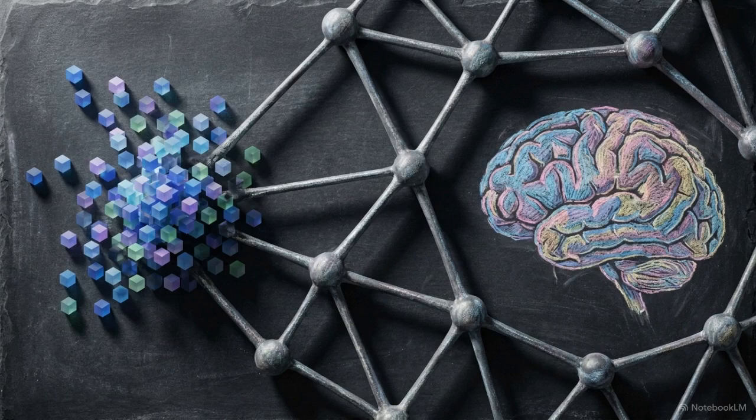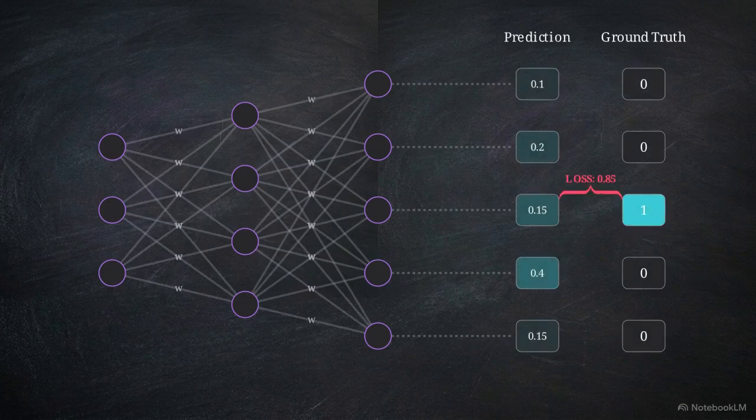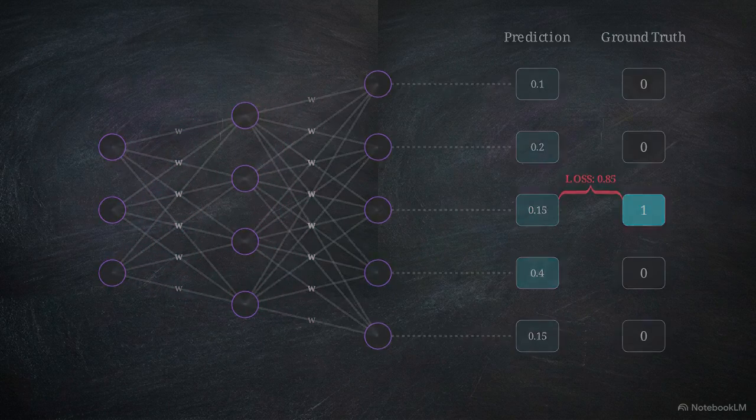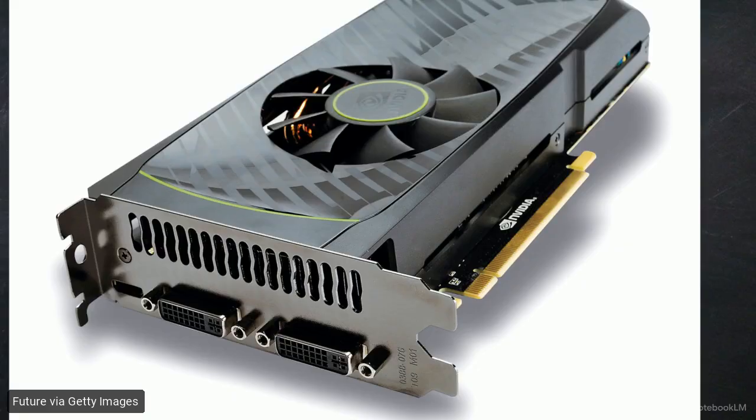Training requires cross-entropy loss, which measures the distance between the model's prediction and the ground truth label. This loss is pushed backward through every layer to update the weights via the chain rule. This involves millions of parameters wiggling and adjusting simultaneously until the total loss collapses. This scale is enabled by GPUs, which are built to perform massive parallel tensor multiplications.